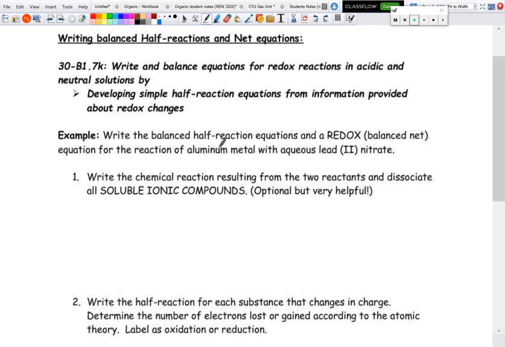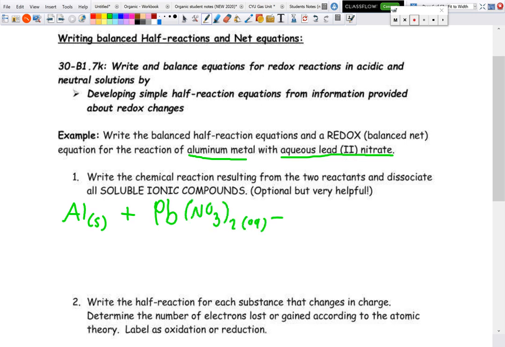So when we write balanced half reaction equations in redox, so the balanced net equation for the reaction, we're going to be looking at, in this example, aluminum metal reacting with aqueous lead(II) nitrate. So basically what we have is aluminum metal, Al solid, reacting with aqueous lead(II) nitrate, so that's Pb(NO3)2. Remember, it is aqueous, and well, our products are going to be something.